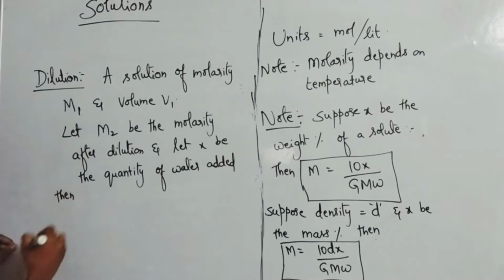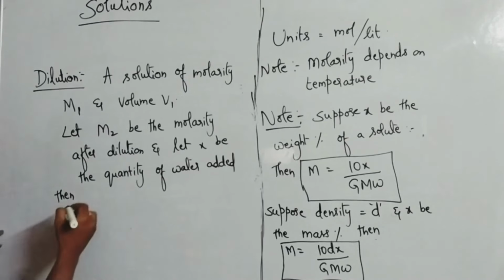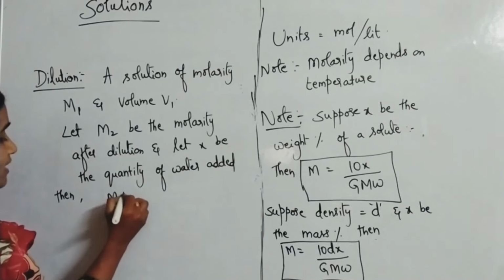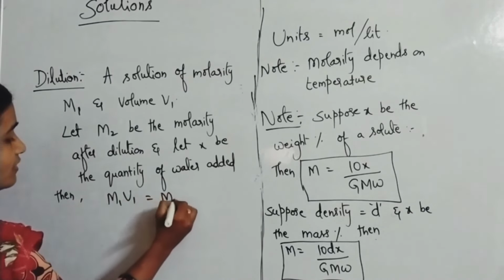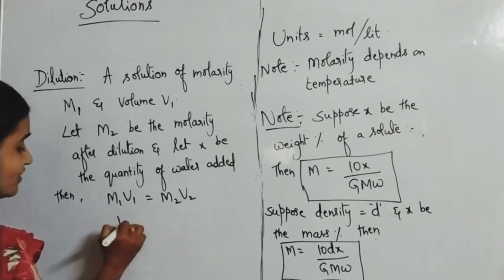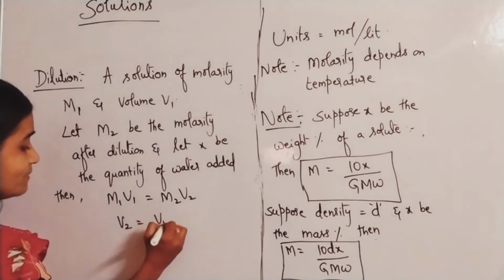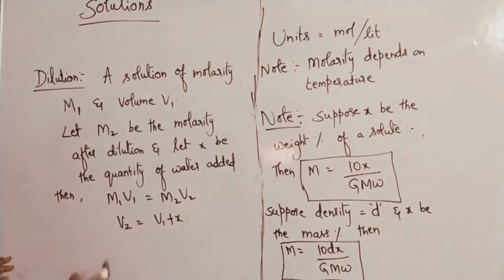ఫార్ములా ఫర్ మొలారిటీ ఆఫ్ ద రిజల్టెంట్ సొల్యూషన్. ఓకే, దెన్ యాక్చువల్గా మాట్లాడుకుంటే M1 V1 ఈజ్ ఈక్వల్ టు M2 V2 ఈజ్ ద ఫార్ములా యూ కెన్ యూజ్. అయితే ఇక్కడ V2 అంటే ఏంటి? V1 ప్లస్ ఎక్స్ అనమాట. V1 ప్లస్ ఎక్స్, వేర్ ఎక్స్ ఈజ్ వాట్? ఎక్స్ ఈజ్ ద అమౌంట్ ఆఫ్ వాటర్ దట్ ఈస్ యాడెడ్ టు ద పర్టికులర్ సబ్స్టెన్స్.